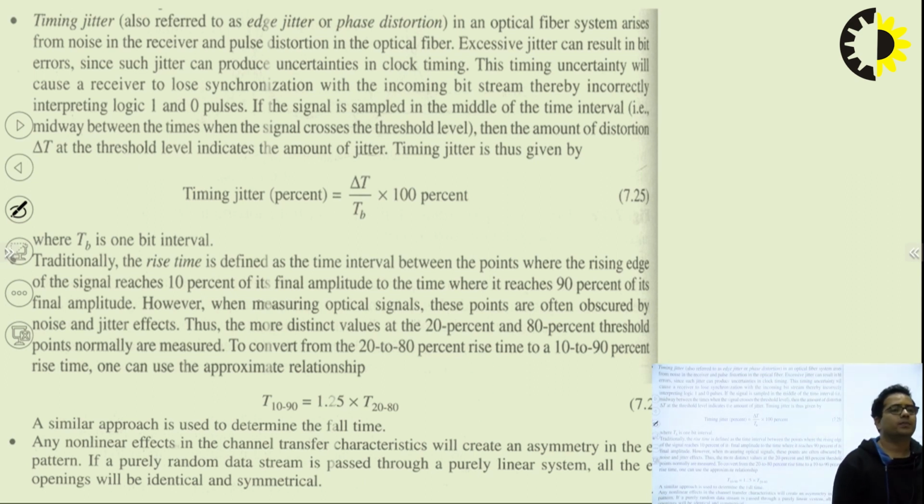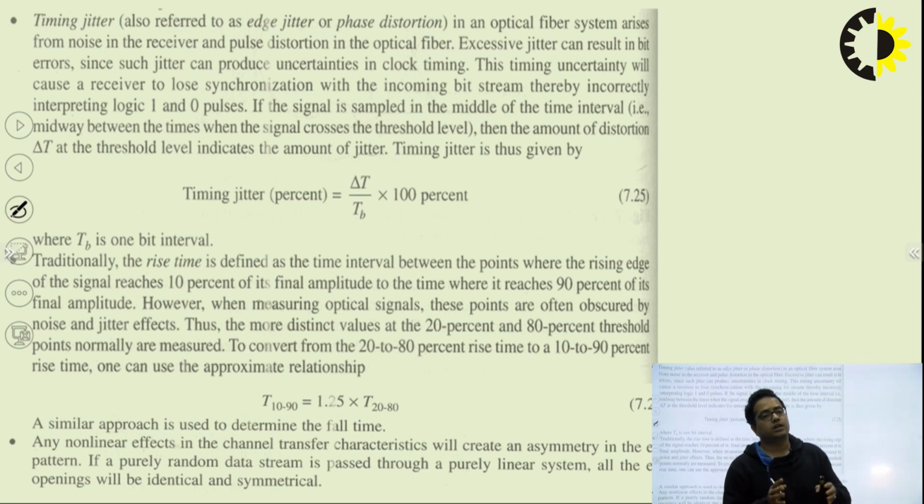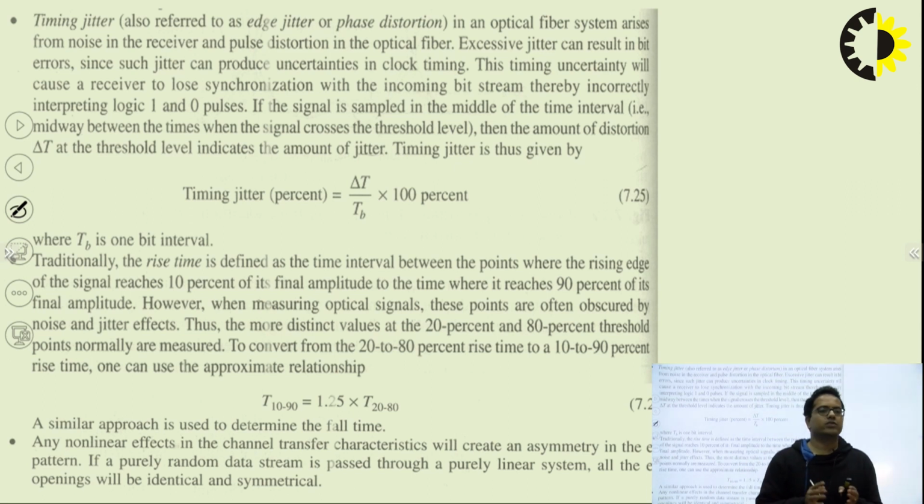In the optical system, this timing jitter arises from the noise in the receiver and the pulse distortion in the optical fiber. We have this in the photodetector. We will see what the various kinds of noise associated with the photodetector are. That is shot noise, dark noise, and thermal noise. We will see in detail what those are and how they affect the performance of the system.